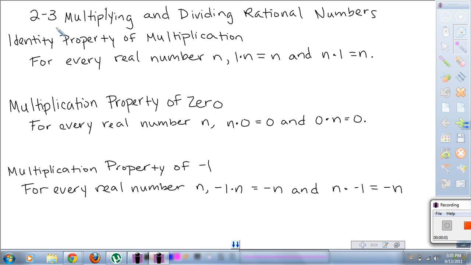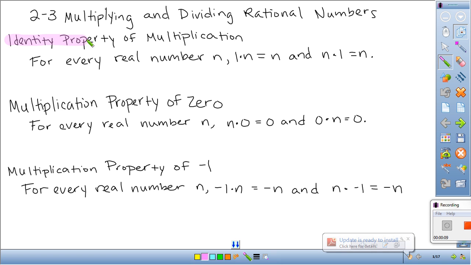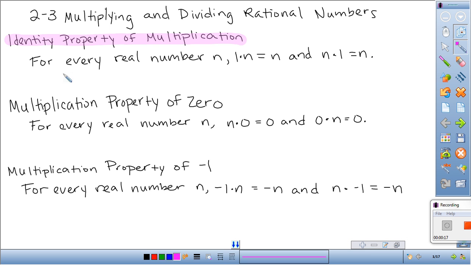This is lesson 2-3, multiplying and dividing rational numbers. First, we're going to talk about some properties. The identity property of multiplication says for every real number n, 1 times n equals n, and n times 1 equals n. Let's look at a couple of examples for that.